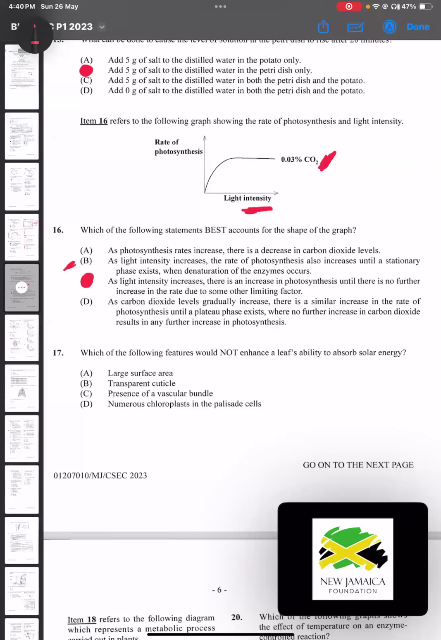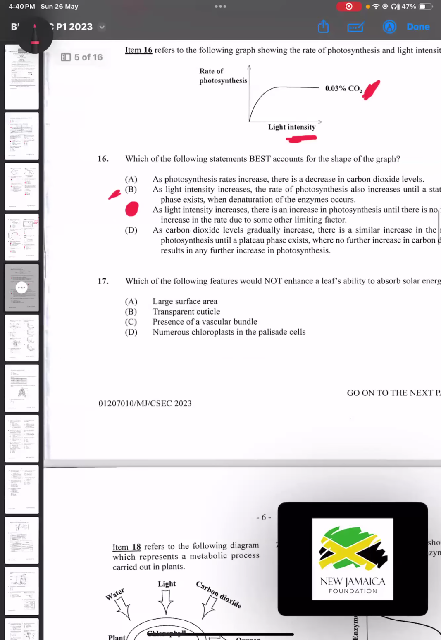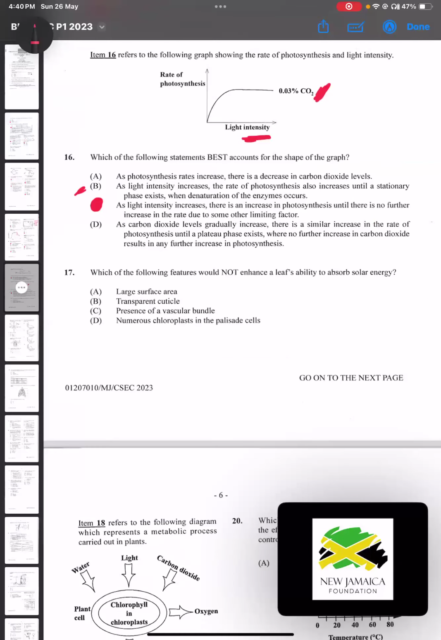And for number 17, it says which of these would enhance the least absorbed soil. C, the bundle doesn't have any role in the photosynthesis. But all of the other things are features that would have been needed for photosynthesis to take place at a specific rate, or to enhance the photosynthesis that is taking place.